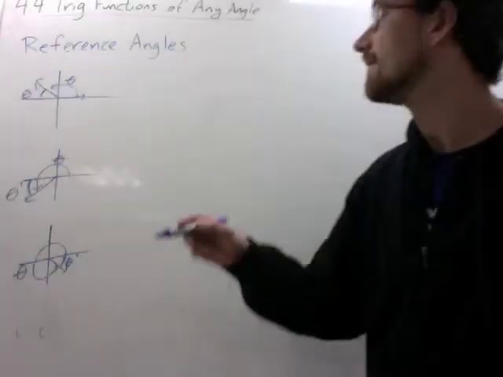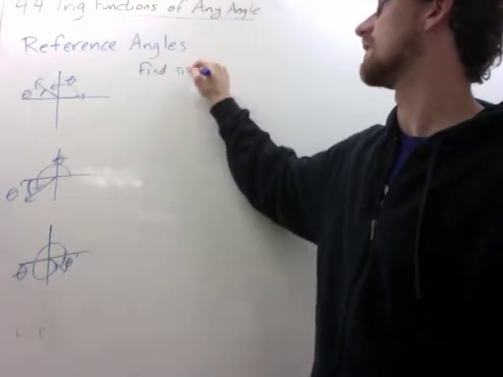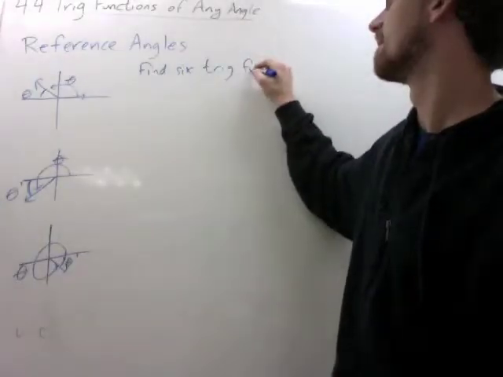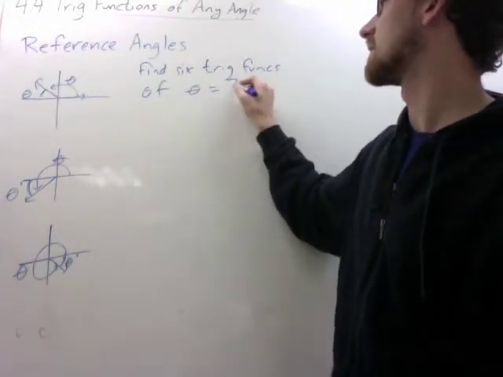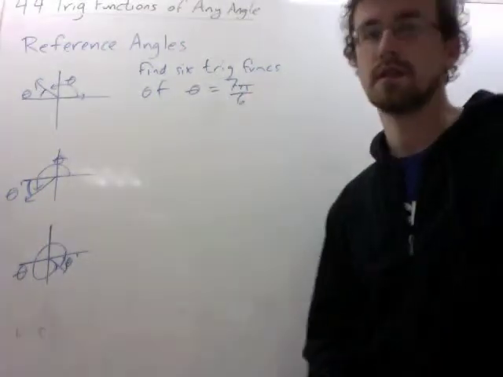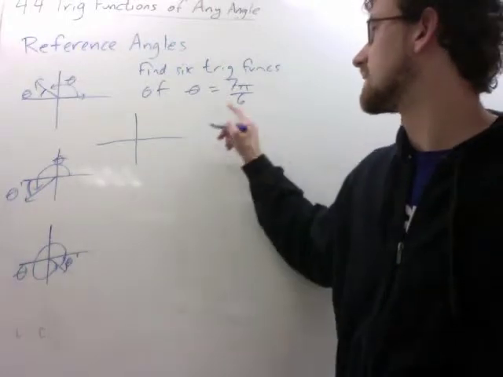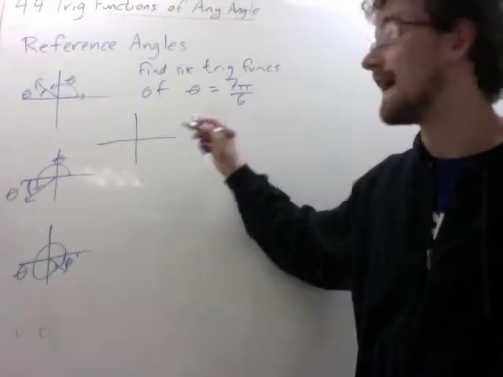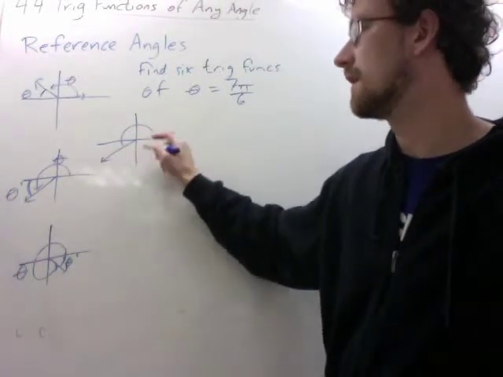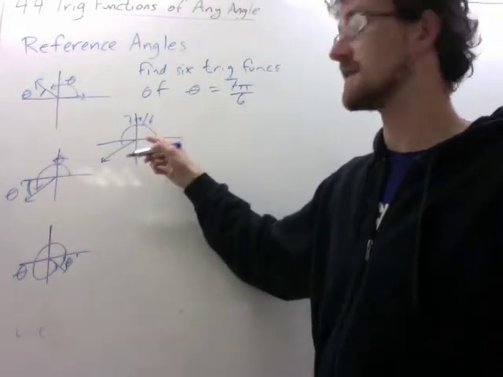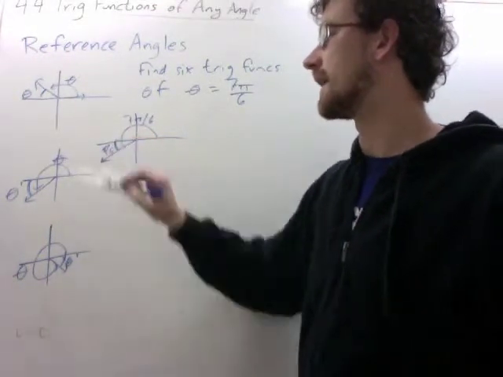Okay, for example, if I asked you to find the 6 trig functions of 7 pi over 6. If we figure out where that's at, 6 pi over 6 would be pi, so 7 pi over 6 is right here. That whole thing is 7 pi over 6, and it's pi over 6 more than pi, so this acute angle right here is pi over 6.